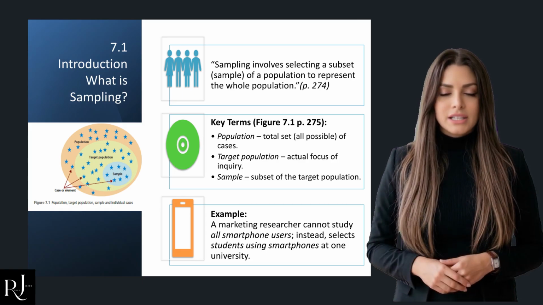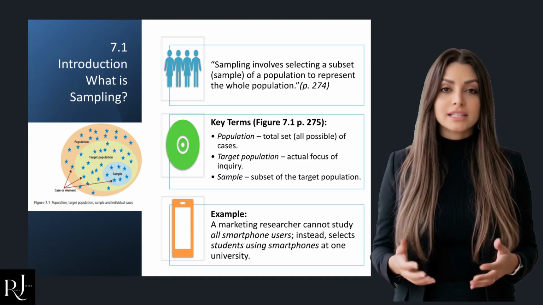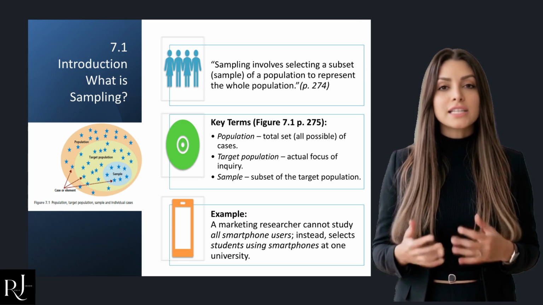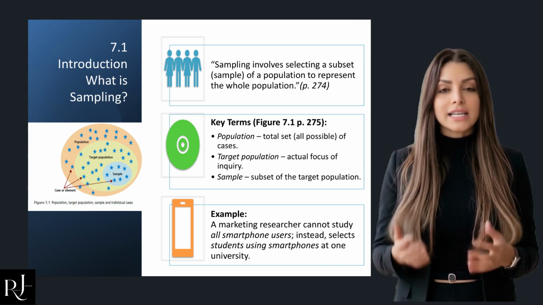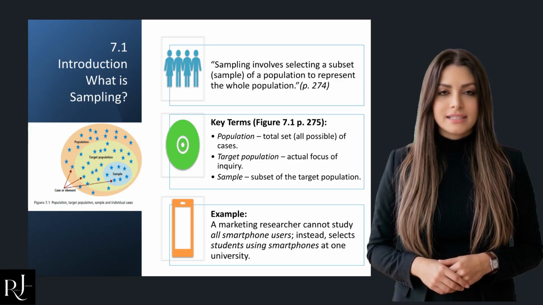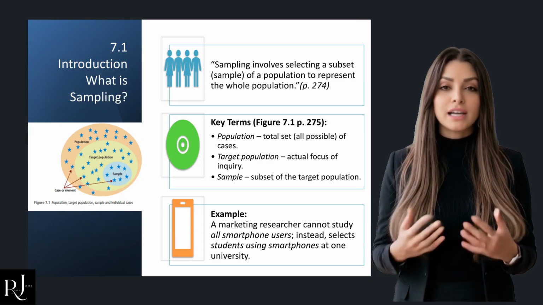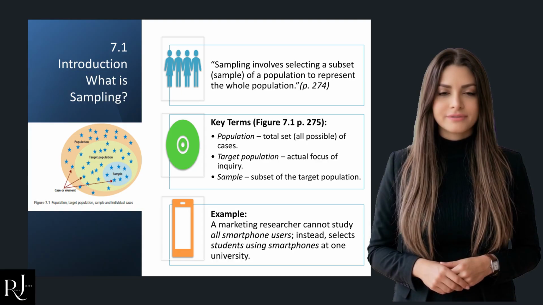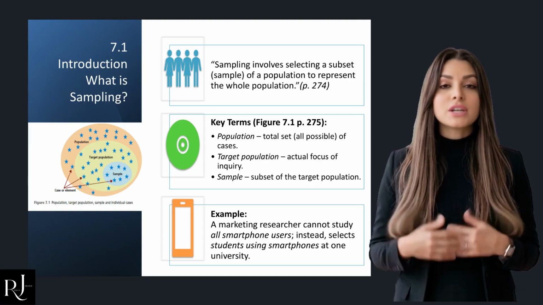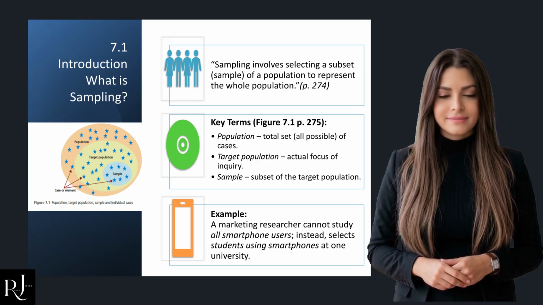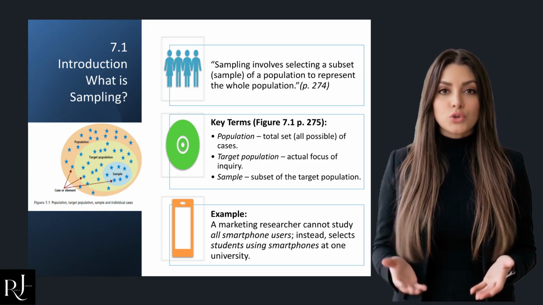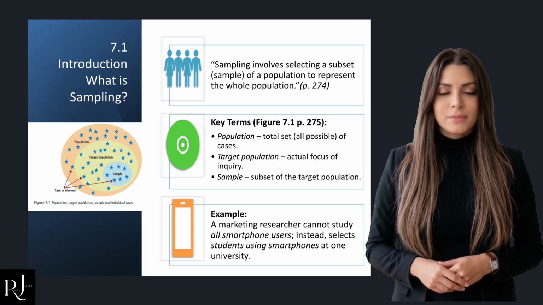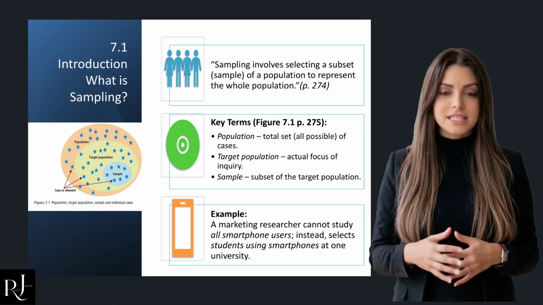For example, a marketing researcher cannot study every single person in the target population of young, fitness-oriented runners. Instead, they might select a specific group of members from a local running club. Just like a marketing researcher can't study every single smartphone user in the world, they might select a specific group of students using smartphones at one university to represent their findings. Another example could be a food company that wants to test a new energy bar. The overall population is all consumers, the target population is athletes and active individuals, and the sample could be a group of athletes from a particular sports team.